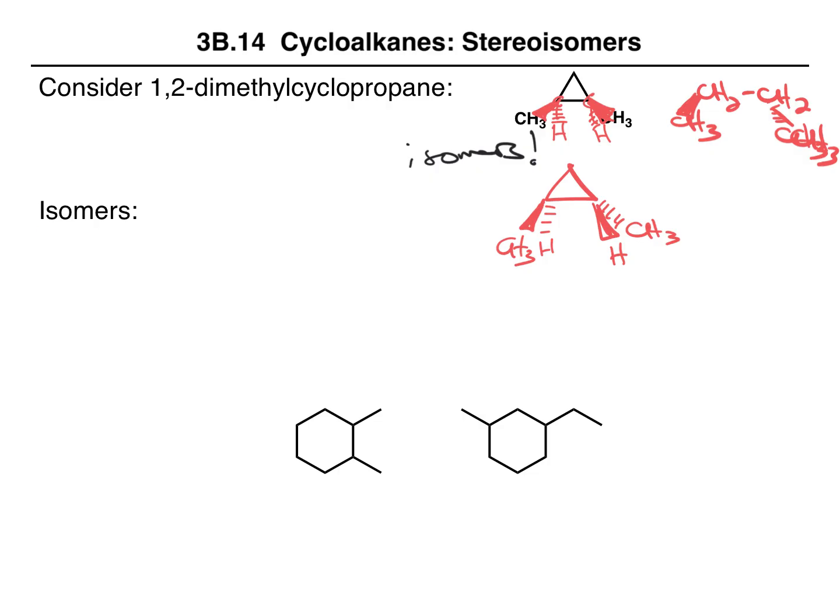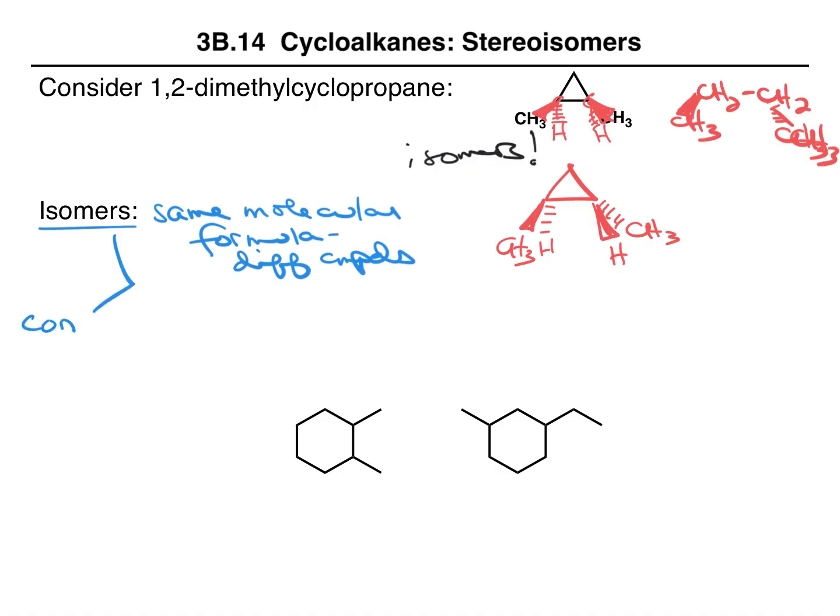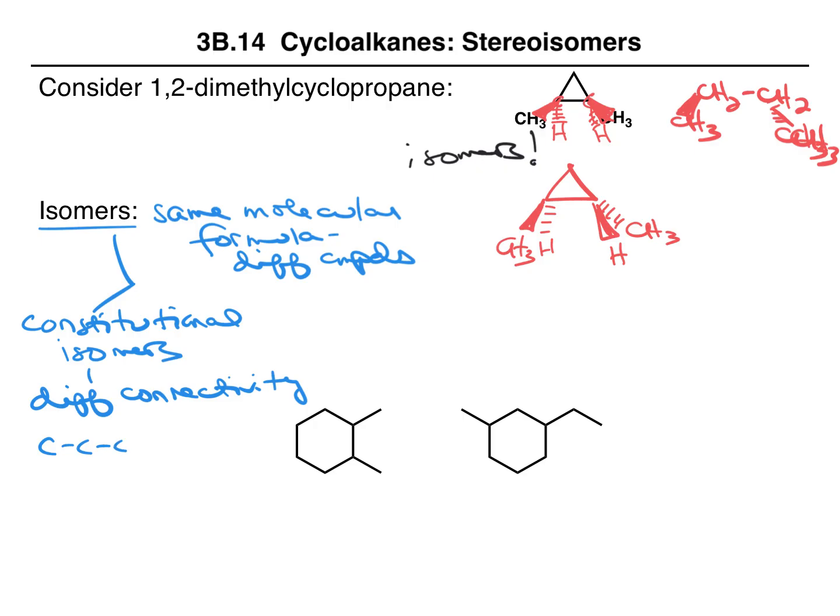Now, we talked previously about isomers, and we know that isomers have the same molecular formula, but are different compounds. So far, what we've seen are constitutional isomers, where we have different connectivity. So if we have 4 carbons, we could have them connected in a chain, or we could have them in a 3-carbon chain with a methyl branch, right? These are constitutional isomers because there is different connectivity.